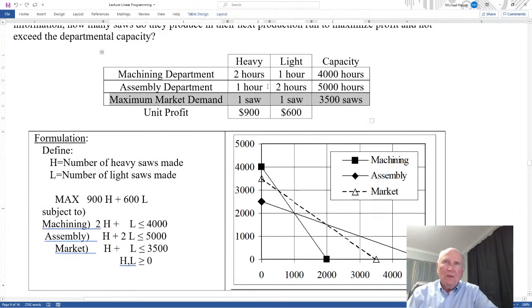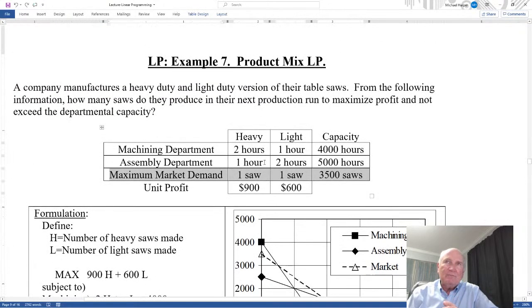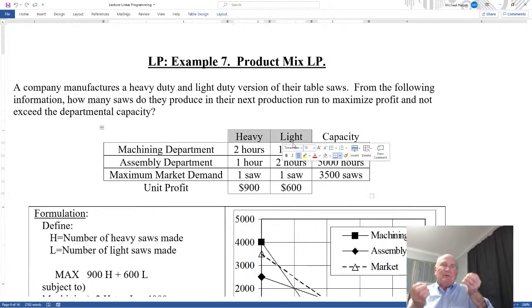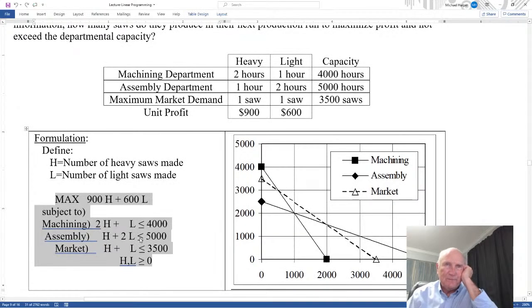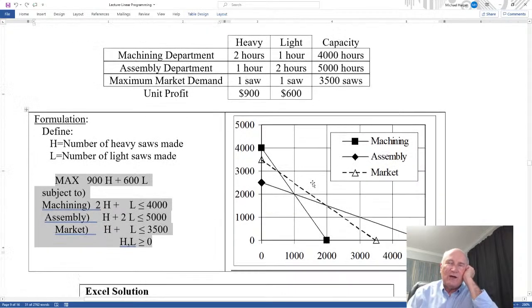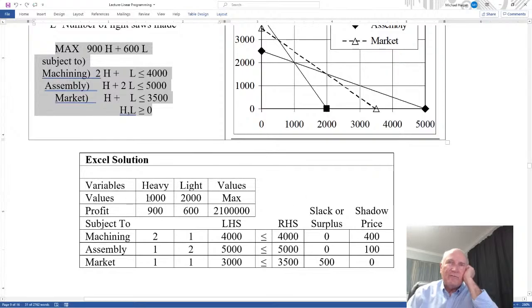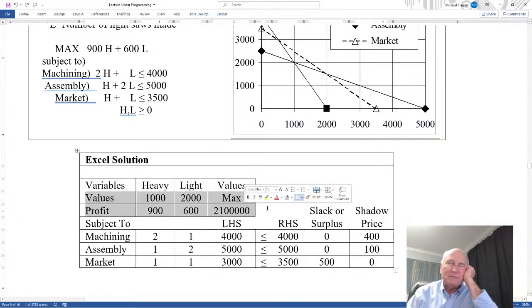Let's go on. I'm not going to solve this thing. I've already done this. By the way, product mix means a mix of these products. How much of each? What's the mix between the products? That's what a product mix means. So I define my decision variables, first thing you do. I define my objective function, constraint set, non-negativity constraints. Got it? I put that into Excel, I solve it. Got it? And I have 1,000 heavy saws, 2,000 light saws for a maximum of $2.1 million. So there's the maximum profitability I can have.